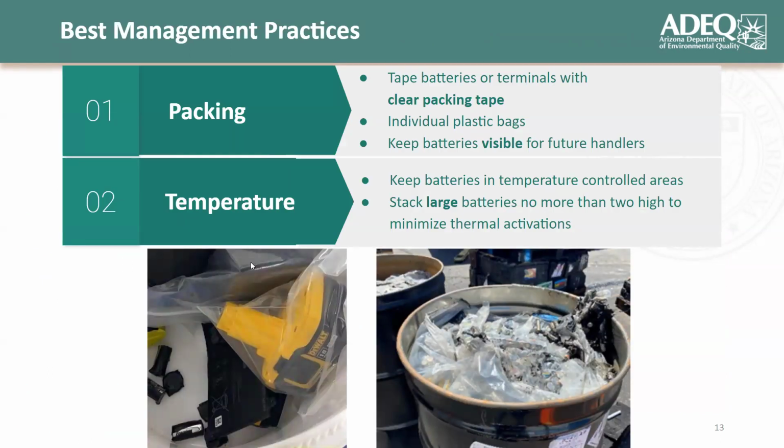Some best management practices for batteries include making sure batteries are individually packed or have taped terminals to avoid short circuiting. Tape the terminals of each battery with clear tape to see the label and terminal, or store them in individual plastic bags to avoid fires if damaged or if the terminal ends touch. Non-clear bags or tape, such as duct tape or electrical tape, do not allow a visible identification of the chemistry of the battery when being sorted for recycling and can be a safety hazard to workers. As best management practices, we highly recommend storing batteries in temperature-controlled areas and not stacking large batteries more than two high to avoid thermal activation or damage.